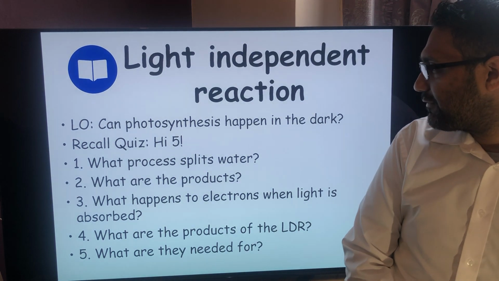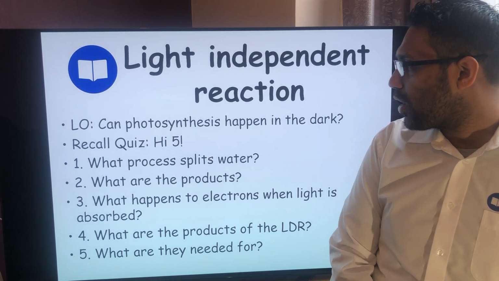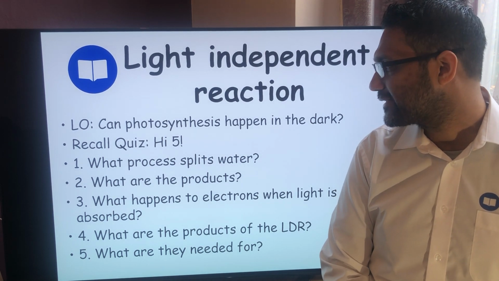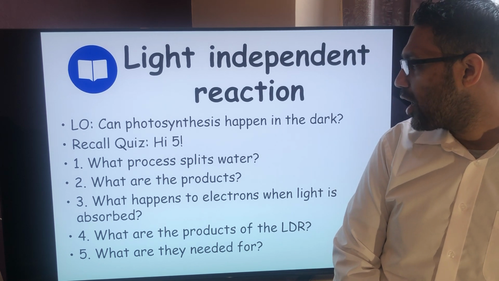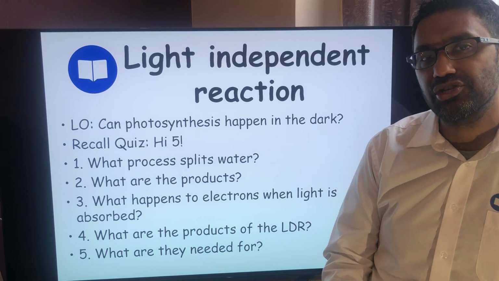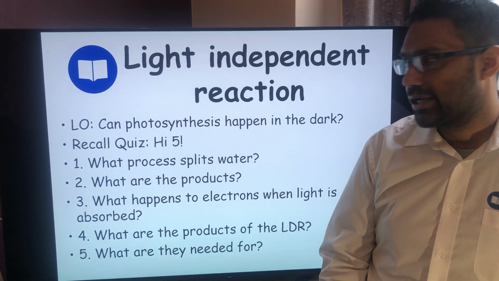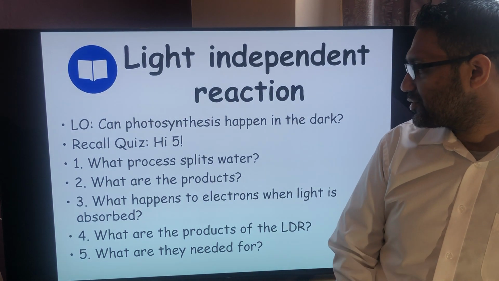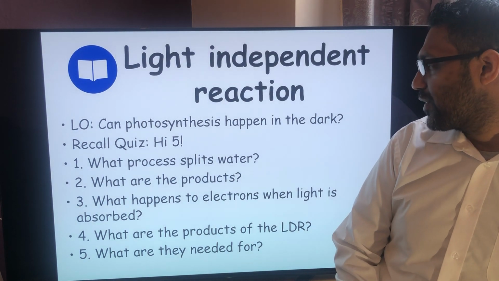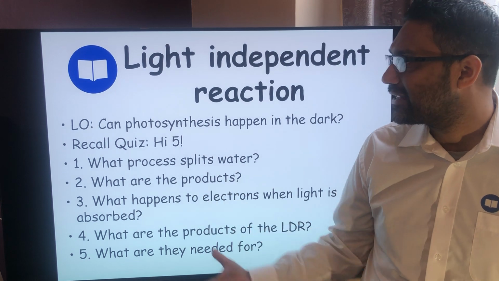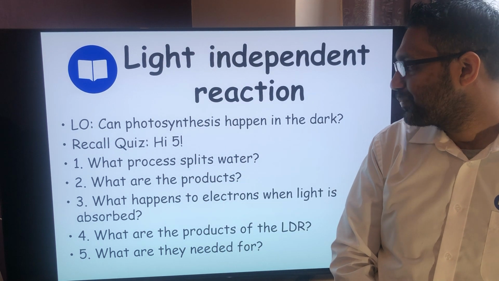Cool, right, so if you've done that, number one, what process splits water? It's called photolysis. What are the products? Well, you get hydrogen ions, electrons, and oxygen as a byproduct. What happens to electrons when light is absorbed? The electrons become excited. They raise energy levels.